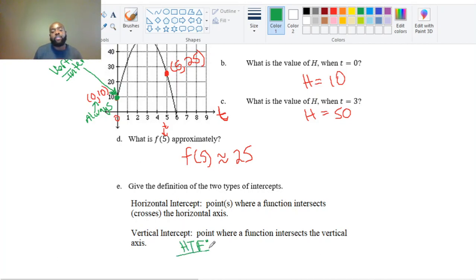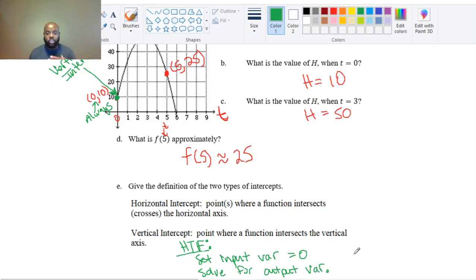So what that tells me is that if I ever want to find a vertical intercept, here is how to find it. You set your input variable equal to 0, and then you solve for your output variable. So since my input variable here is t, if I were given an equation in algebraic form, which you're going to have to do on your homework, I'm not doing an example in class, I want you to review that. You set your input variable, which in this case would be t, equal to 0, and you solve for your output variable, which is h. That is how you would find your vertical intercept.